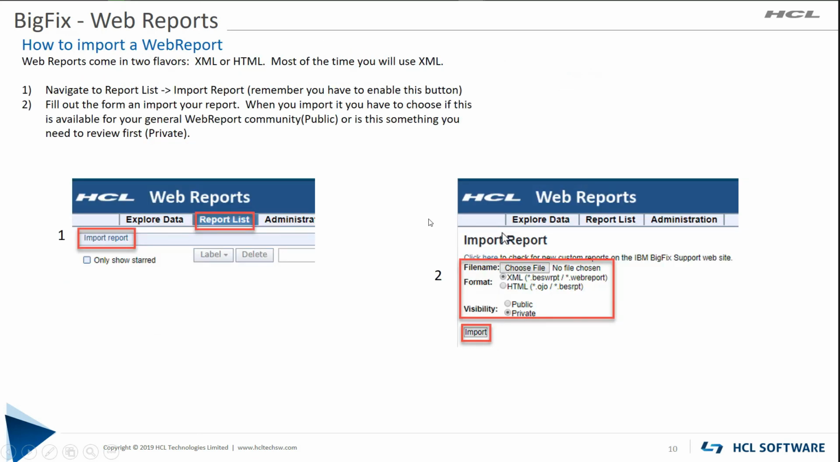To import a report, it's pretty simple. You click on Import Report, point your browser to wherever the file is, and it's primarily going to be a BES WRPT or a web report, or it could be a BES report, but for the most part, it's going to be an XML. And you can change the visibility from public or private, and click Import, and off it goes.